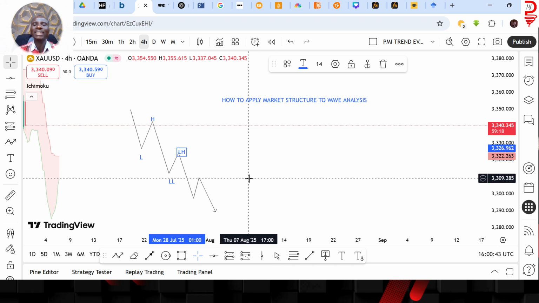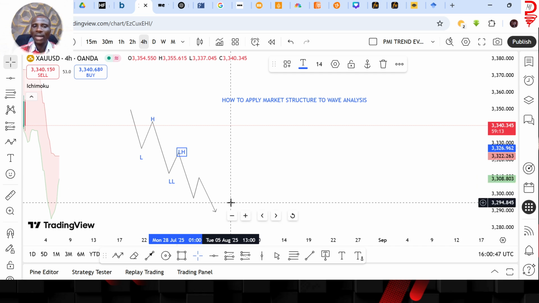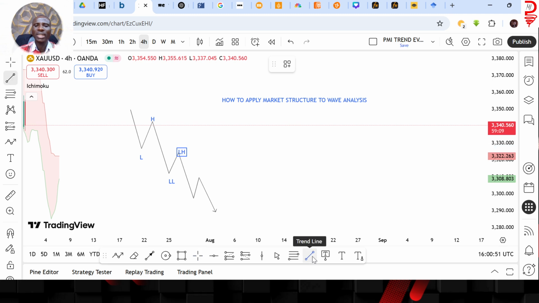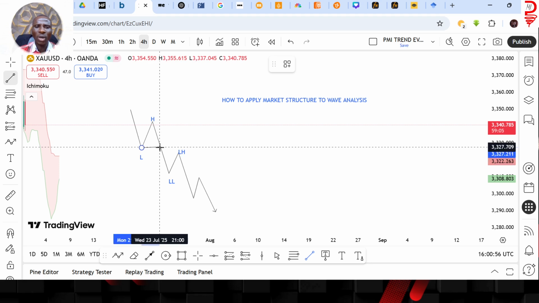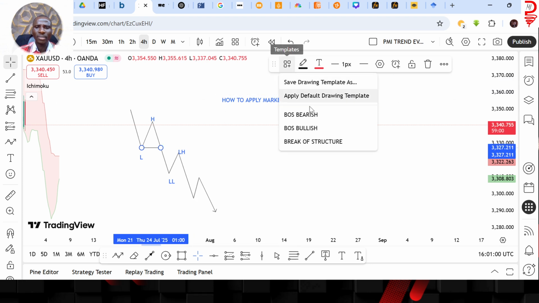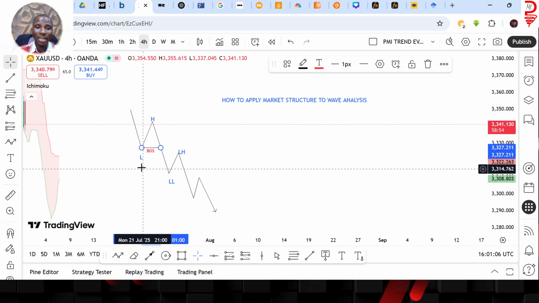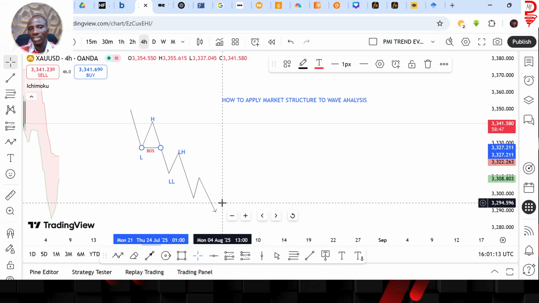So, this is the character that you will see on a typical downward trend. Now, by the time you begin to mark this out, that is when you say you are doing market structure analysis. So this is what we call a break of structure bearish.